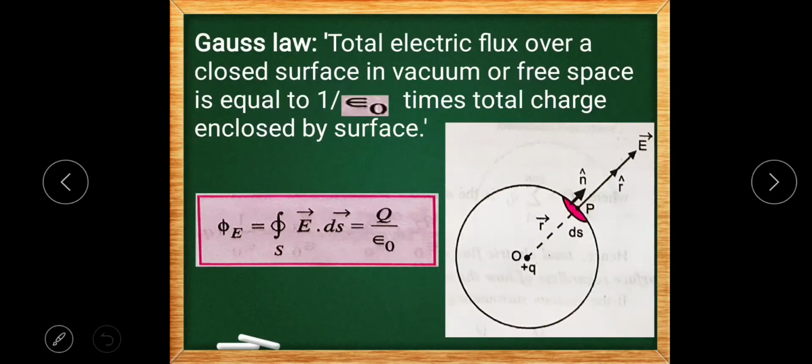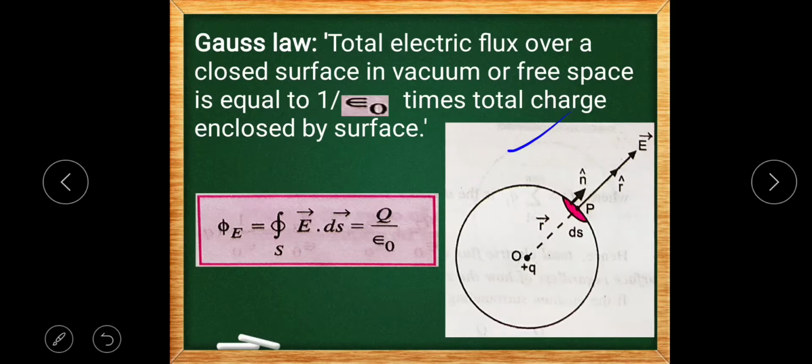Now Gauss law. The total electric flux over a closed surface in vacuum or free space is equal to 1 by epsilon naught times the total charge enclosed by the surface. Here you may consider this diagram.